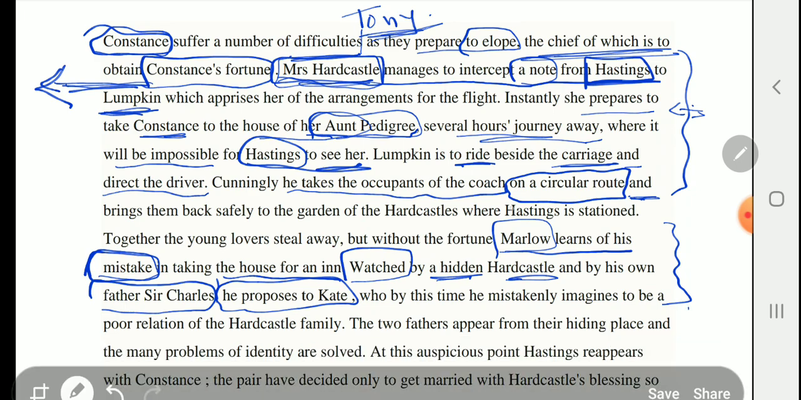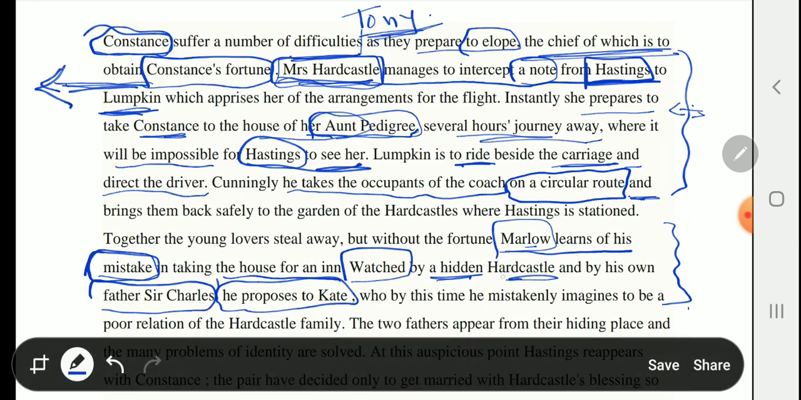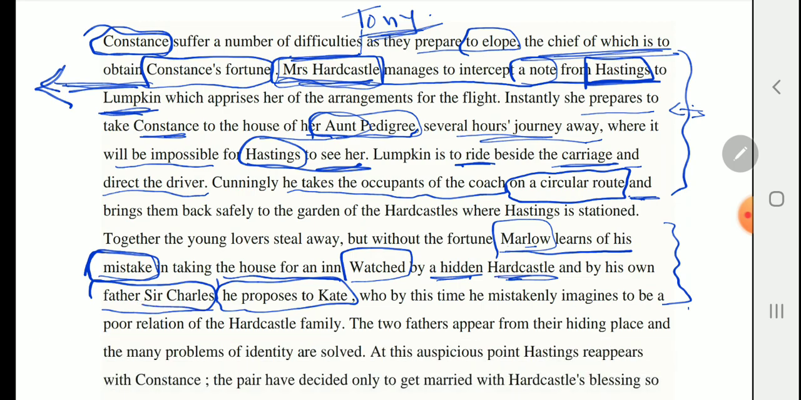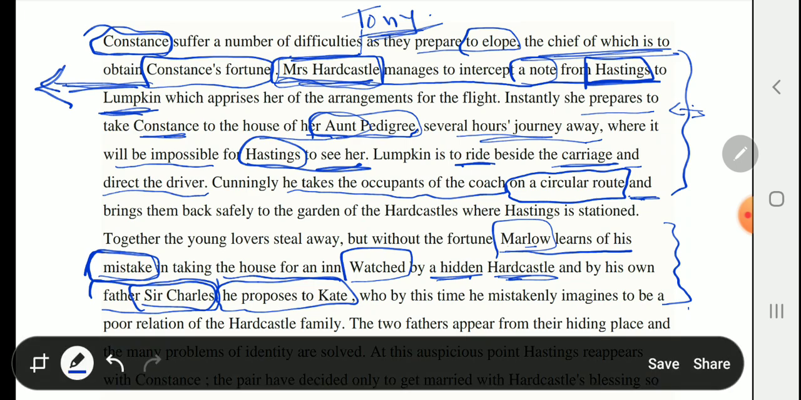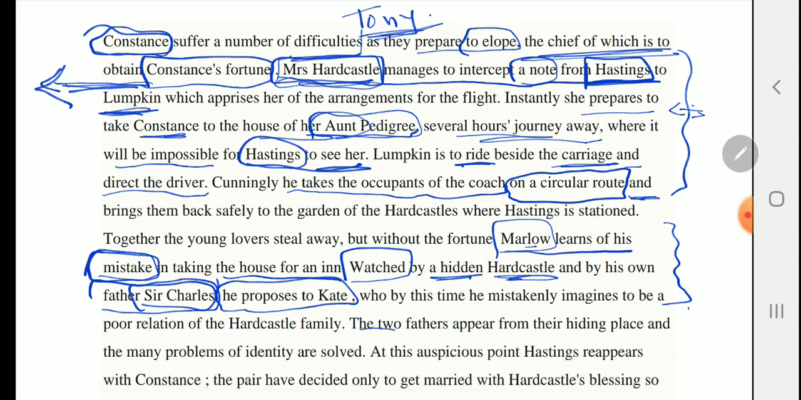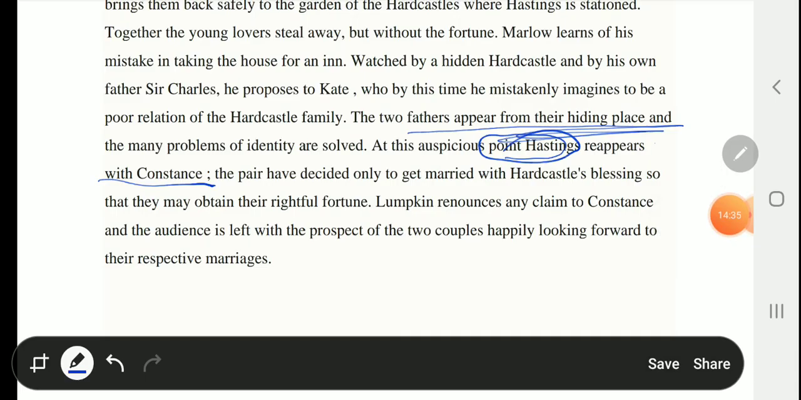So after that, since they were hidden, Mr. Hardcastle and Sir Charles, they were hidden in some place and watched how Marlowe acts with Kate. So the two fathers appear from their hiding place, and the many problems of identity are solved. So this is the end of the play.